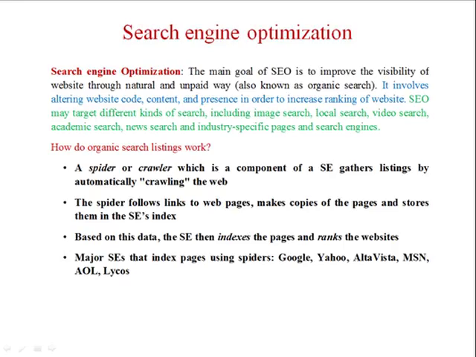Actually, the main goal of search engine optimization is to improve the visibility of a website through the natural and unpaid way known as organic search. For example, suppose some people use a keyword like golden bridge or golden bridge furniture in Google, then you will benefit only if the search engine puts your web page link at the highest position.